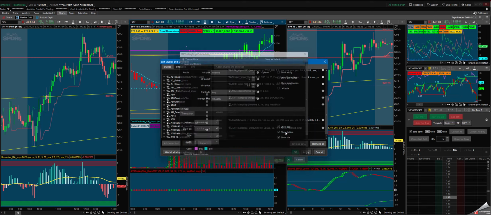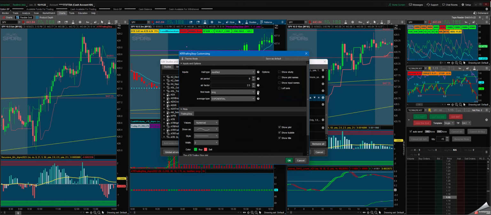What I am suggesting to do is change the ATR period to 9, the ATR factor to 2.5, first trade, whatever you want. This will determine how it's initialized, should it start long or should it start short. Now the average type changed to exponential.